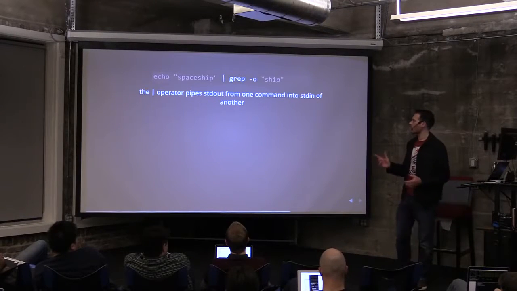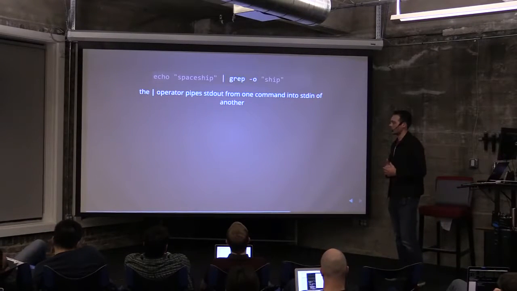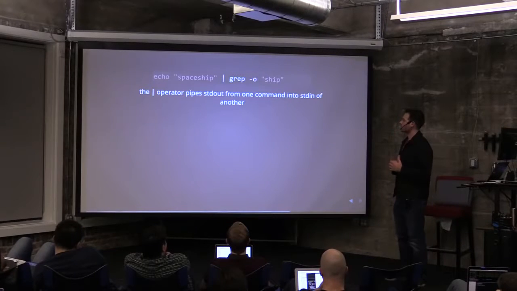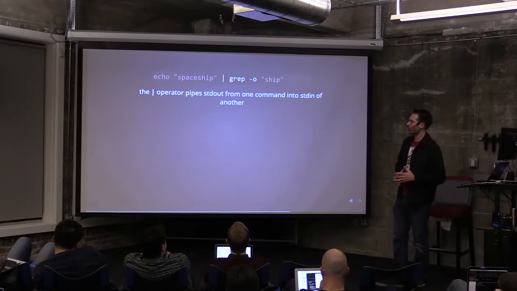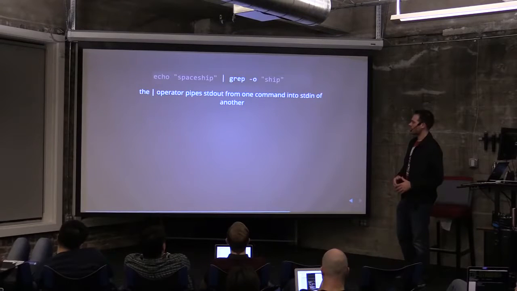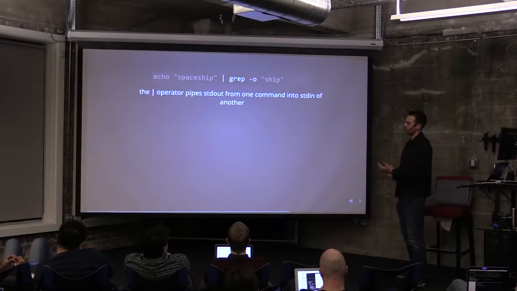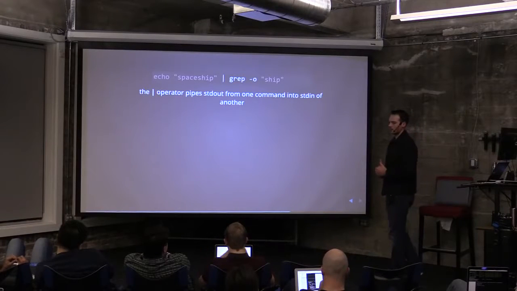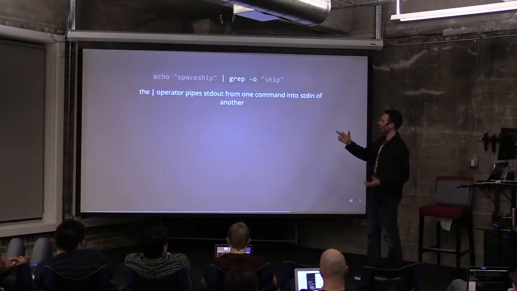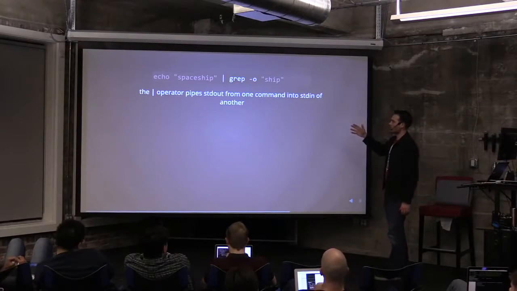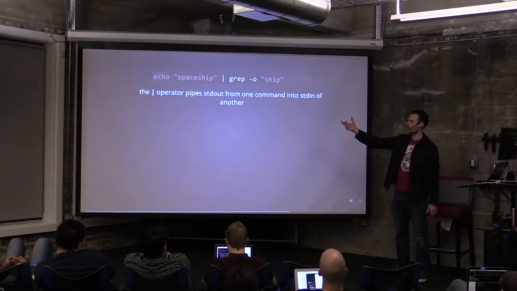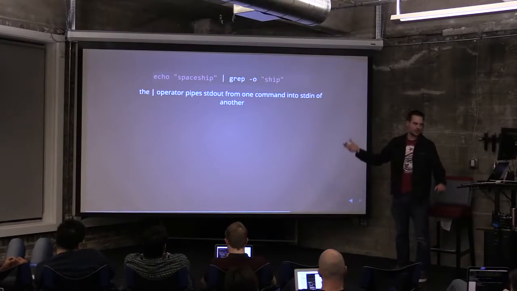If you remember, grep -o only matches that part of the word. The pipe operator, which is a vertical line, takes the standard out of one command and pipes it into the standard in of another. So when you echo spaceship and pipe that into grep -o ship, grep -o will now search just whatever the output of echo was, which in this case was spaceship.